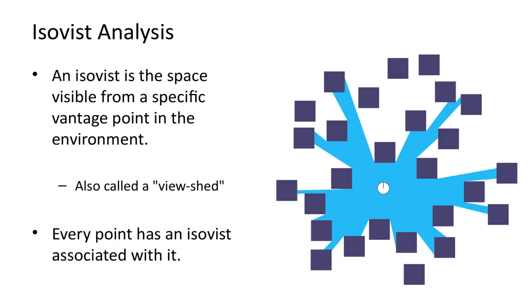An isovist is a space visible from a specific vantage point in the environment. In some contexts, this is referred to as a viewshed. Every point in space has an associated isovist. As a person moves through space, the isovist will change continuously.